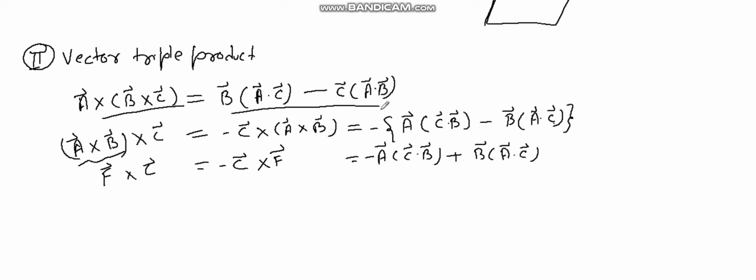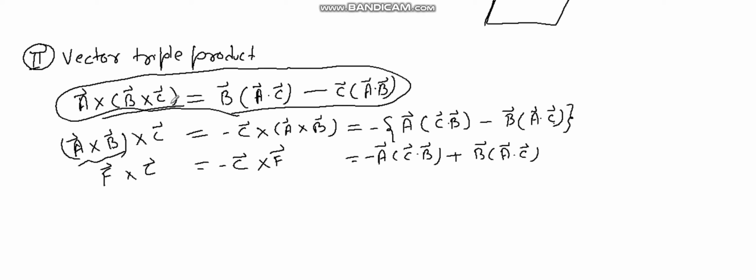Okay, so what does it physically represent? Well, it's hard to interpret at this point of time. What is the physical perspective of this vector triple product? Okay, so I am leaving it now.